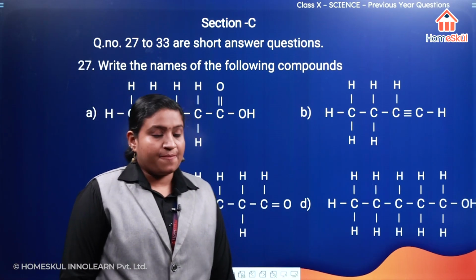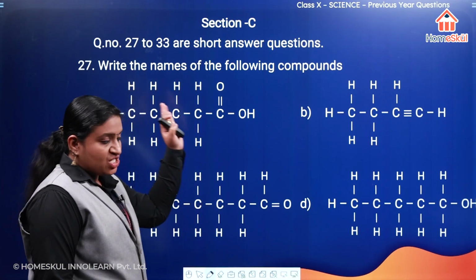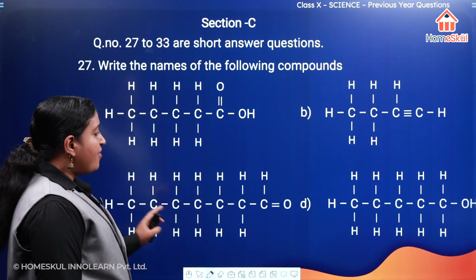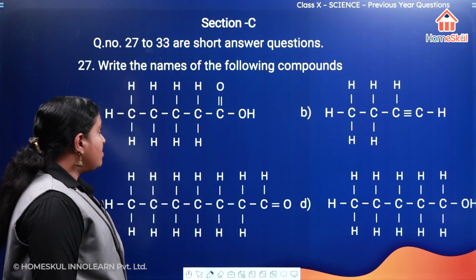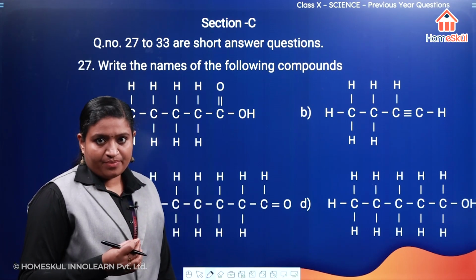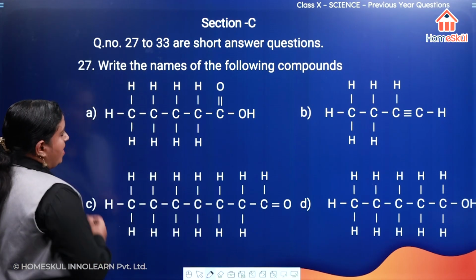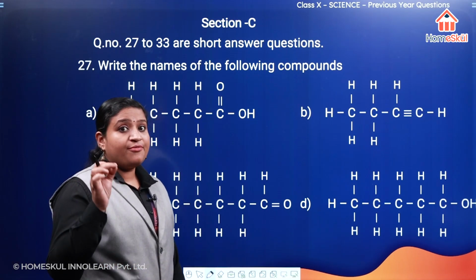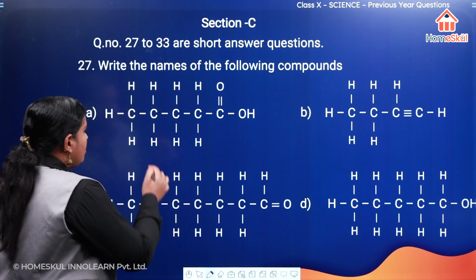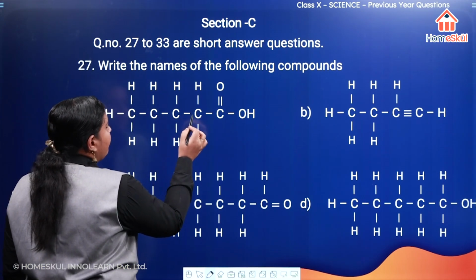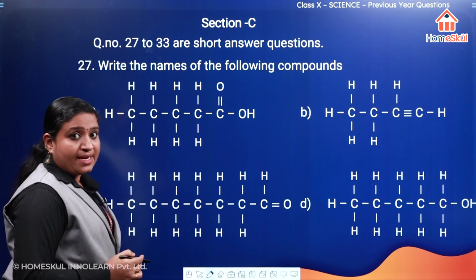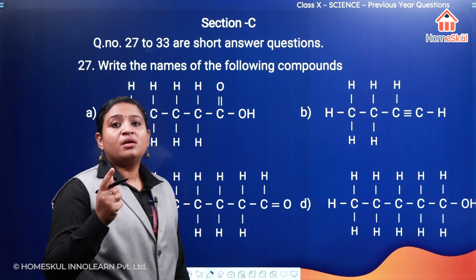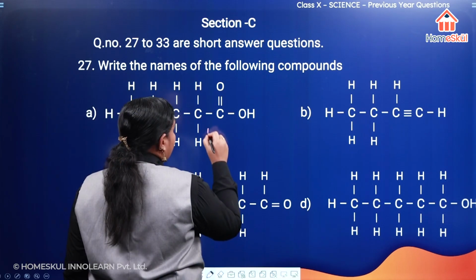This is section C. We know in section C, each question carries 3 marks. Here you have 4 compounds given. You have to name them. Okay. Look at the first one. In order to name the organic compound, first find out the number of carbon atoms. So here 1, 2, 3, 4, 5. 5 carbon atoms are there. So what will the name start with? Meth, eth, prop, but, pent.